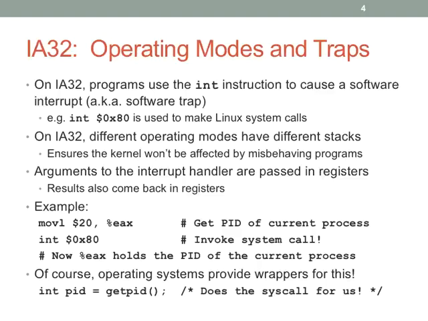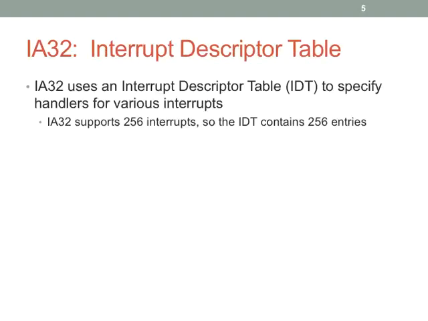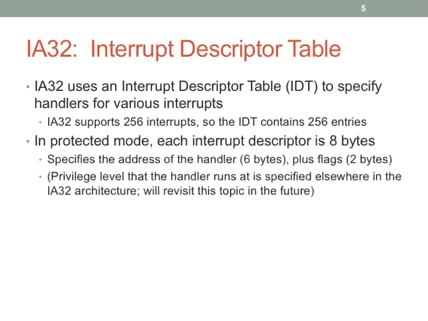All right. So IA32 has this big tabular data structure called the Interrupt Descriptor Table, which basically says this is the handler to invoke for each interrupt. And of course, since there's 256 interrupts, this table has 256 entries.